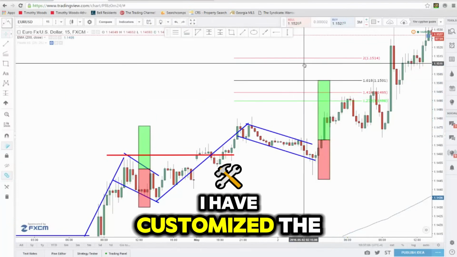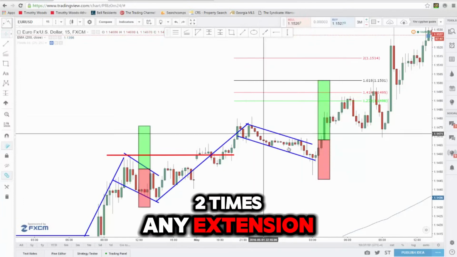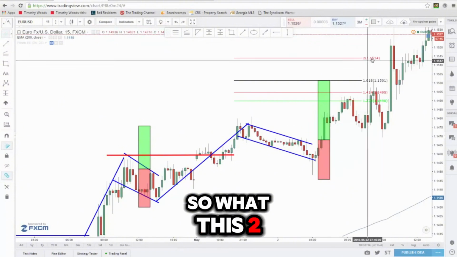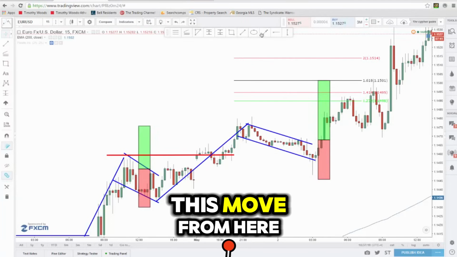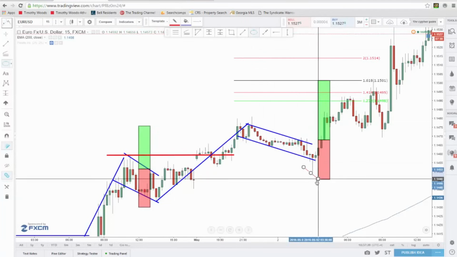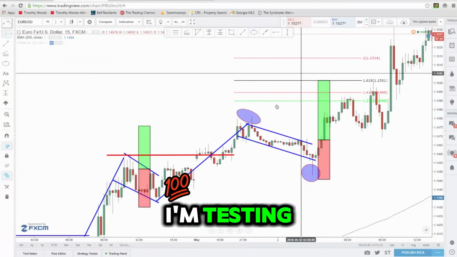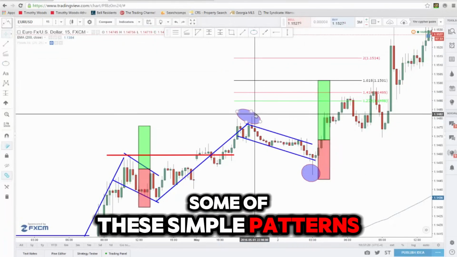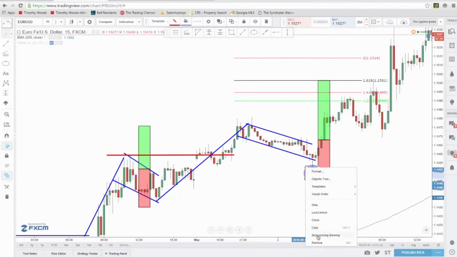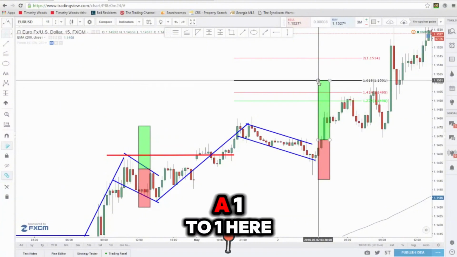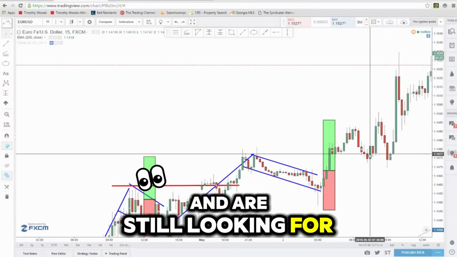Also, I have customized the extension tool to give me a 2 times any extension I draw. So what this 2 in red up here is just 2 times this move from here up to here. And that's a way I'm testing to take targets on some of these simple patterns. But assuming we took a 1-to-1 here, we have hit targets and are still looking for simple patterns.